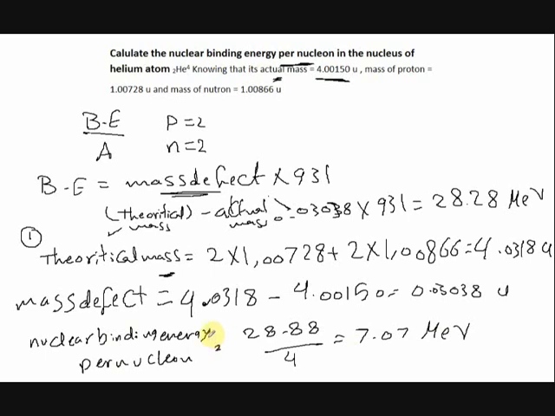The nuclear stability of the element increases. So by increasing the nuclear binding energy per nucleon, the nuclear stability increases for the element.